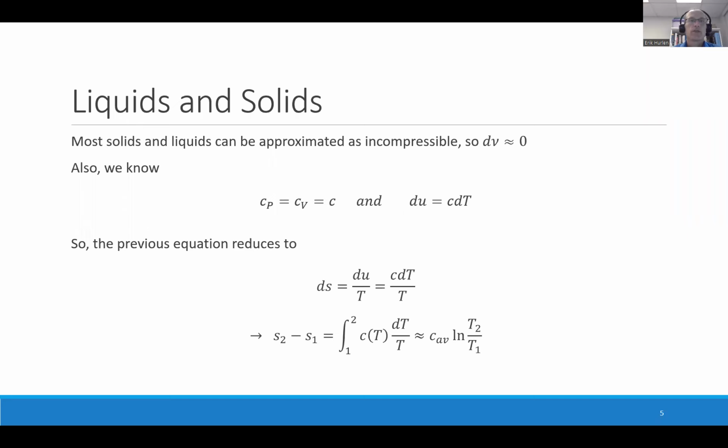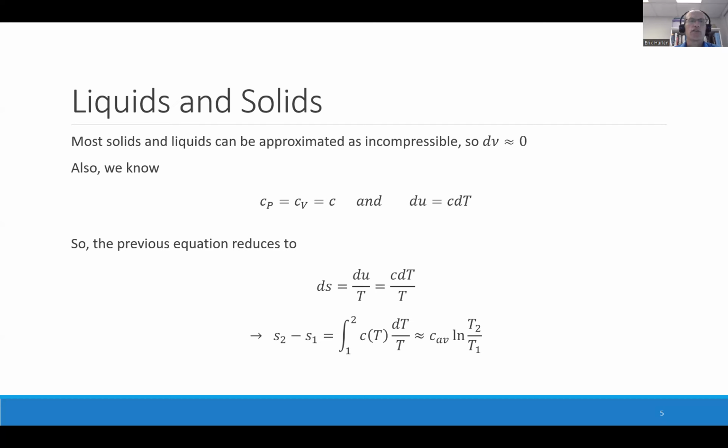Now, getting into dealing with these equations for the various phases, solids, liquids, and gases. Starting with the solids and liquids, these can generally be approximated as incompressible, and so dv equals 0. Also, the specific heats need no distinction, so Cp equals Cv equals just C. And the change in internal energy per unit mass is then du equals C times dT. So the previous equation for the specific entropy reduces to ds equals du over T equals C dT over T, which can then be integrated to get the change in entropy to be delta S equals S2 minus S1 equals the integral from state 1 to state 2 of C dT over T.